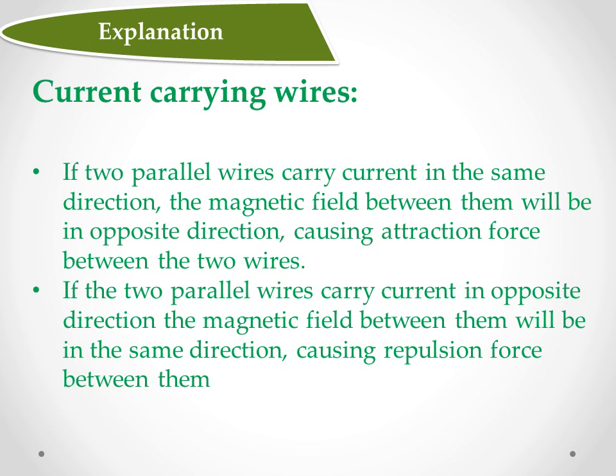Explanation. Current carrying wires. If two parallel wires carry current in the same direction, the magnetic field between them will be in opposite direction, causing attraction force between the two wires. If the two parallel wires carry current in opposite direction, the magnetic field between them will be in the same direction, causing repulsion force between them.